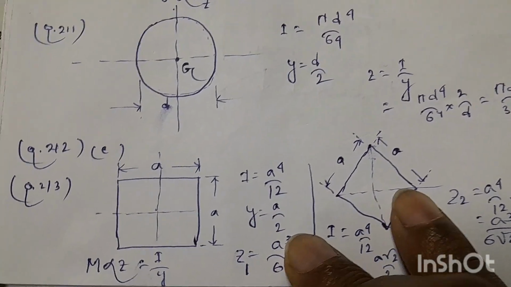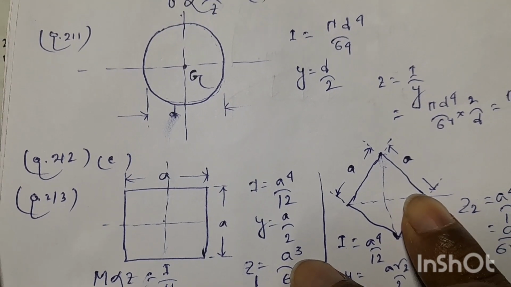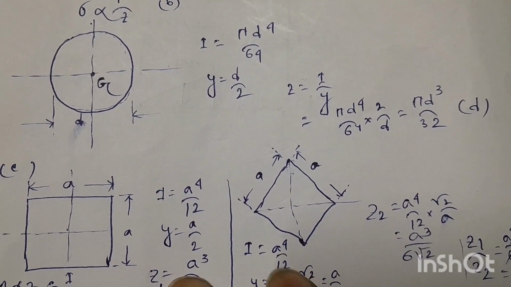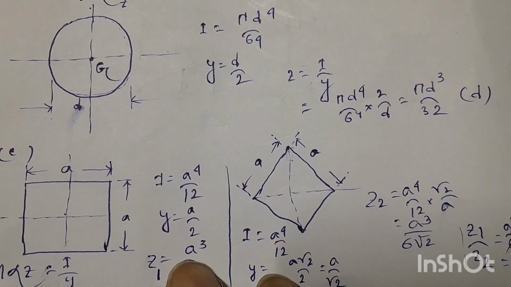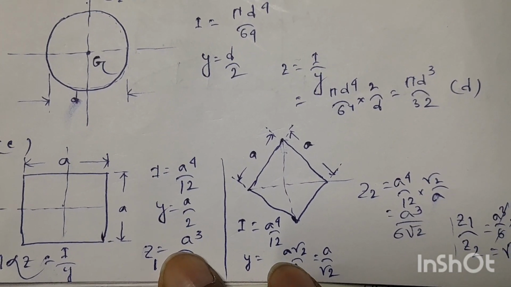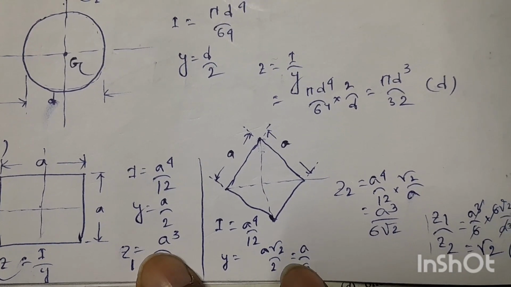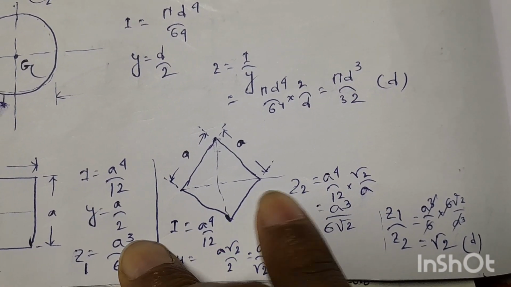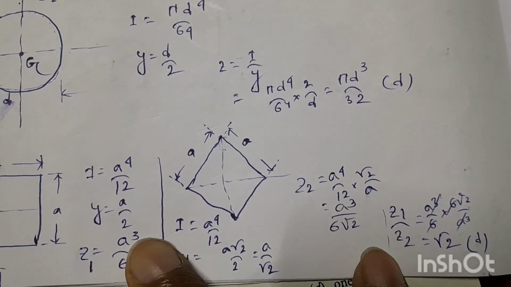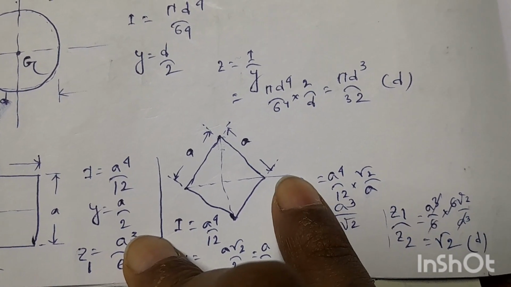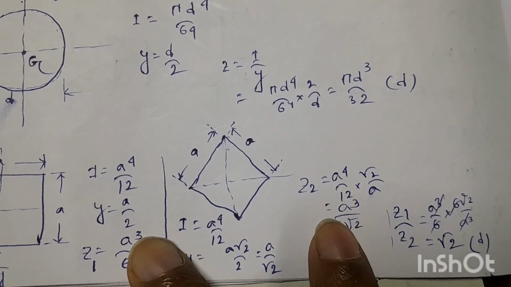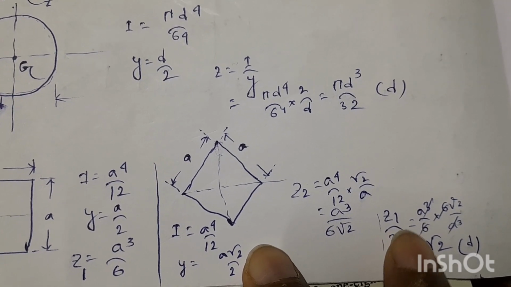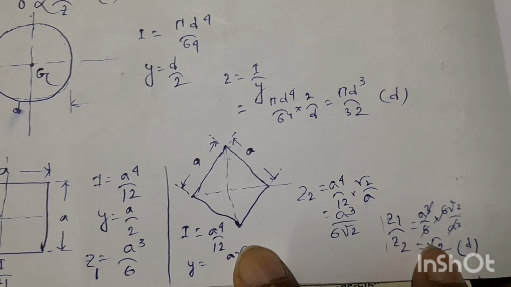Next case, the square cross section placed with its diagonal horizontal. So in this case, the moment of inertia will be the same, a to the power 4 by 12, but the y distance will be a root 2 by 2, which will also be equal to a by root 2. So section modulus for this case, z2 will be a to the power 4 by 12 into root 2 by a, because z2 will be equal to I by y, and if we calculate, the value will be a cube by 6 root 2. Now if we make the ratio of z1 by z2, the ratio will be root 2.